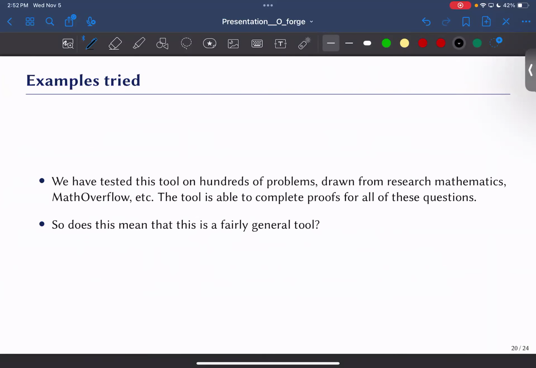Okay, we've tested this tool on hundreds of problems drawn from research mathematics. What does research mathematics mean? Problems in Math Overflow, problems on online forums. Of course, hundreds is a very small number. So it's quite possible that you can tweak a certain question and then our tool will not be able to complete the proof for that.